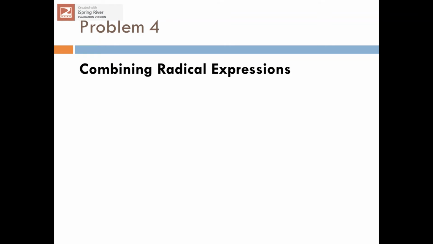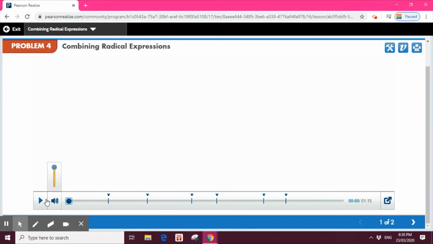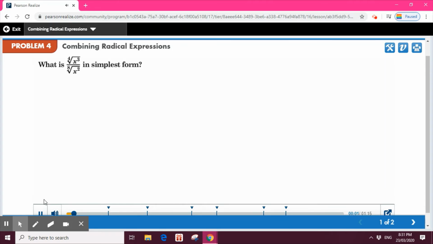Problem number 4. Combining radical expressions. Before we proceed to our discussion, let's watch this video. In this problem, you will combine radical expressions. What is the fourth root of x cubed divided by the eighth root of x squared in simplest form?